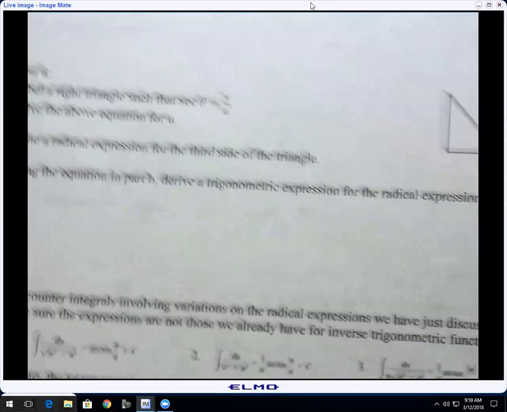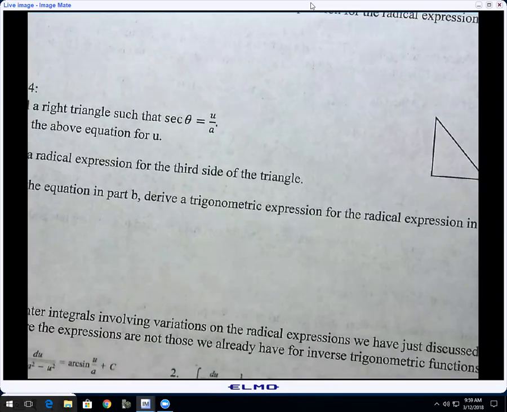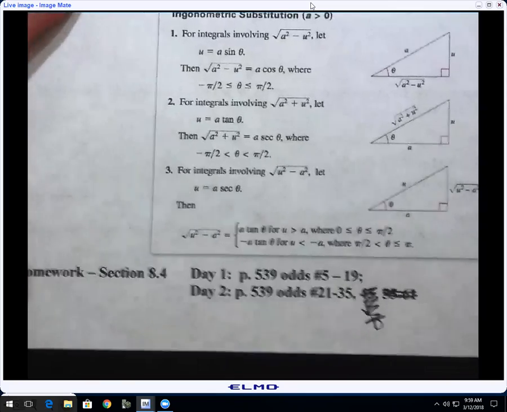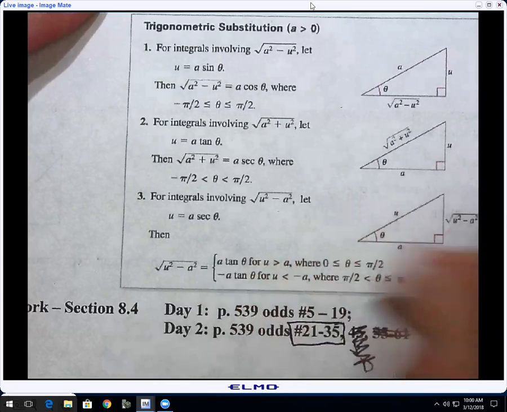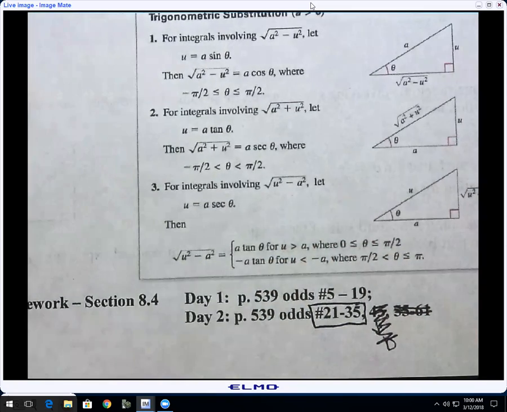All right, the homework is finish up 8.4, except I've lopped all those problems off the end. These are long enough that if you just do 21 to 35, that's plenty good enough.